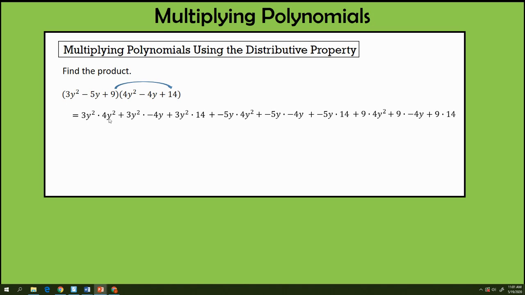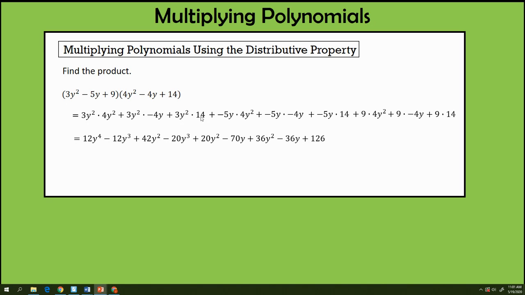Okay. Now we have to simplify each of those products. So your first one here, 3y squared times 4y squared is going to be 12y to the fourth. Remember, 3 times the 4 is the 12. Y squared times y squared, add exponents, y to the fourth. Second one is 3y squared times negative 4y. So the 3 and the negative 4 gave us this negative 12. Y squared times y to the first, when I add those, I get y to the third.